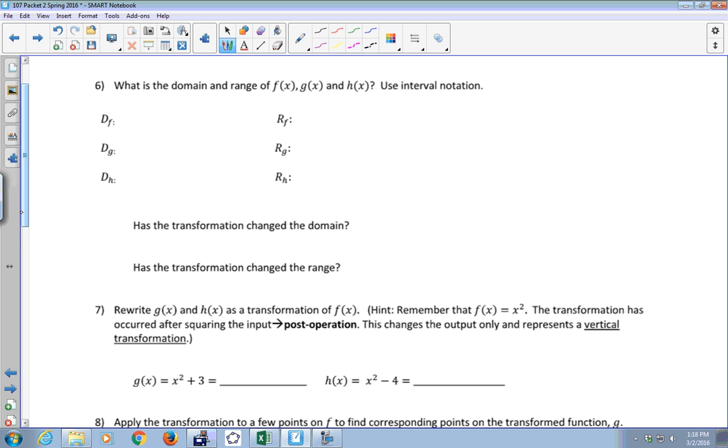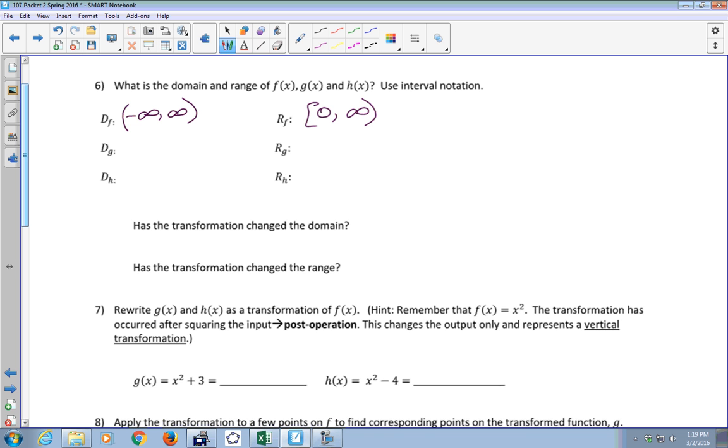All right, let's think about the domain and range of f, g, and h. So the domain of f, that's the purple graph, or f of x equals x squared. What x values make sense for x squared? Negative infinity to infinity. You can square anything. There are no restrictions. Okay. And then what's the range for x squared? What's the smallest value you can get when you square something? 0. And what's the largest value? Infinity, yep.